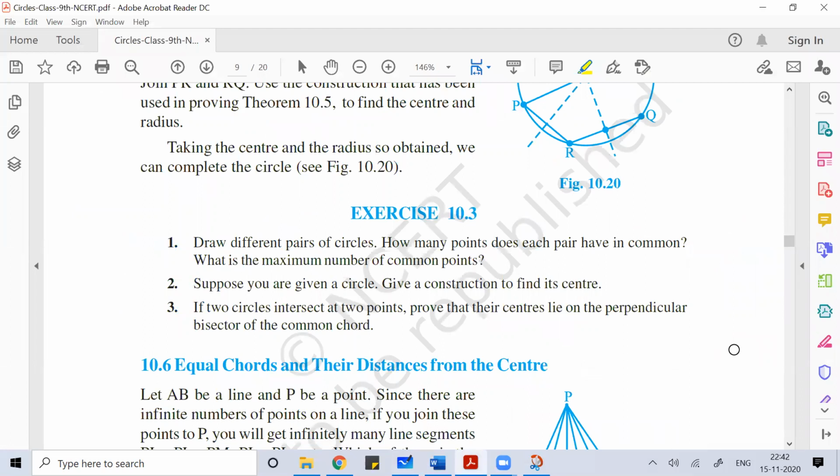I hope you are understanding this much. This much is what we discussed in session number one. In session number two, I'll start from equal chords and their distance from the center. We'll continue the discussion on circles, which is very important for all students who are in CBSE or ICSE, or preparing for competitive exams where geometry portions will come.